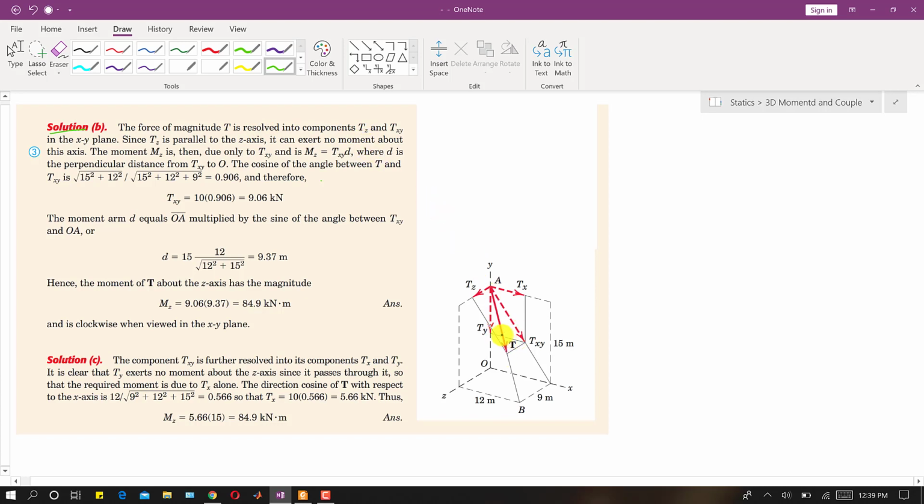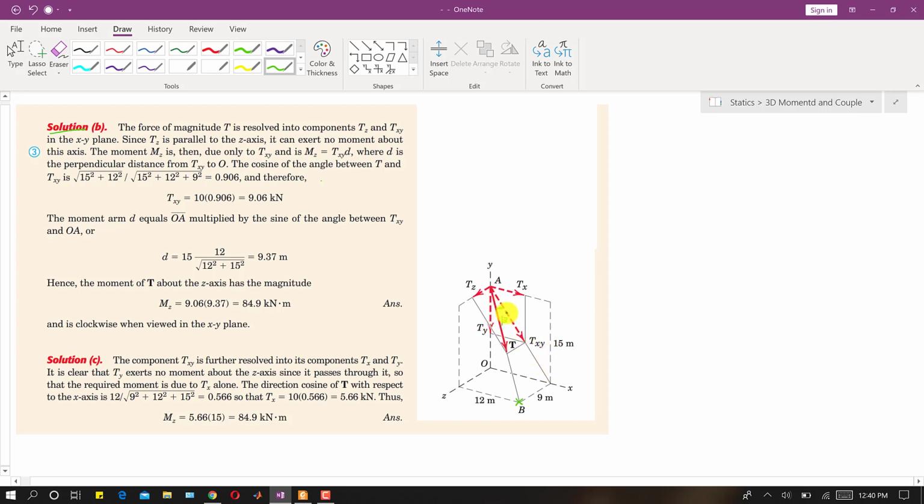Now if we resolve this T vector into its components, as we can see, this is the T vector and this is the point B. This T is making some angle with this xy plane. So this is the xy plane and let's suppose that this is beta. If you want to find this component, then Txy will be T cos beta. So this Txy will be the component of T in the xy plane.